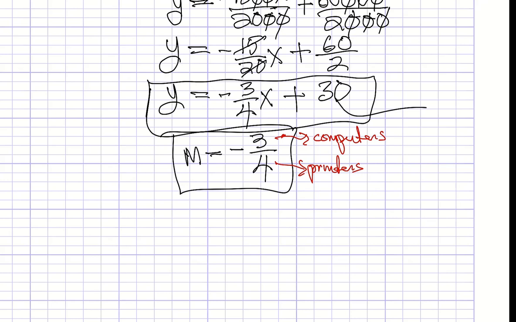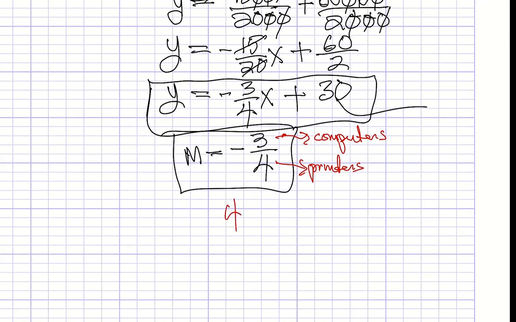if they buy 4 more printers, they have to buy 3 fewer computers. That's all that means. There are many ways you can say that. They buy 4 more printers if they buy 3 fewer computers. You can say it that way too. That's how you interpret that.